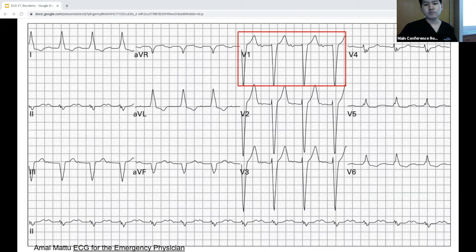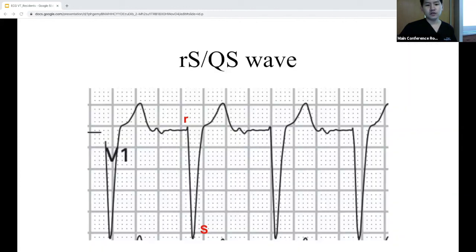What are some classic features of a normal left bundle branch block? Down in V1, V2. Left axis. Anything else? All right. So someone mentioned downward in V1 and V2 here.